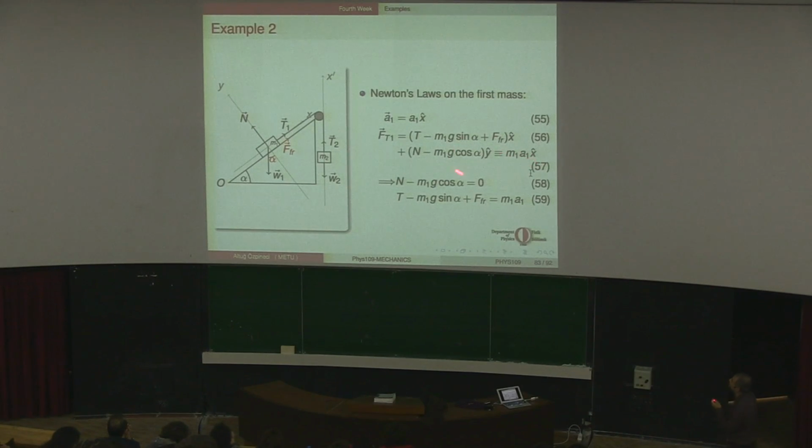Well, again, now I have a vectorial equality. The components in both sides have to be equal. So it gives me 2 equations. The x component is T minus m1 g sine alpha plus the friction force on the left-hand side. On the right-hand side, the x component is just m1 a1. They have to be equal. And on the left-hand side, the y component is N minus m1 g cosine alpha. On the right-hand side, I don't have any y component, so it has to be 0. So these are the 2 additional equations I have for the unknowns N, T, friction force, and a1.